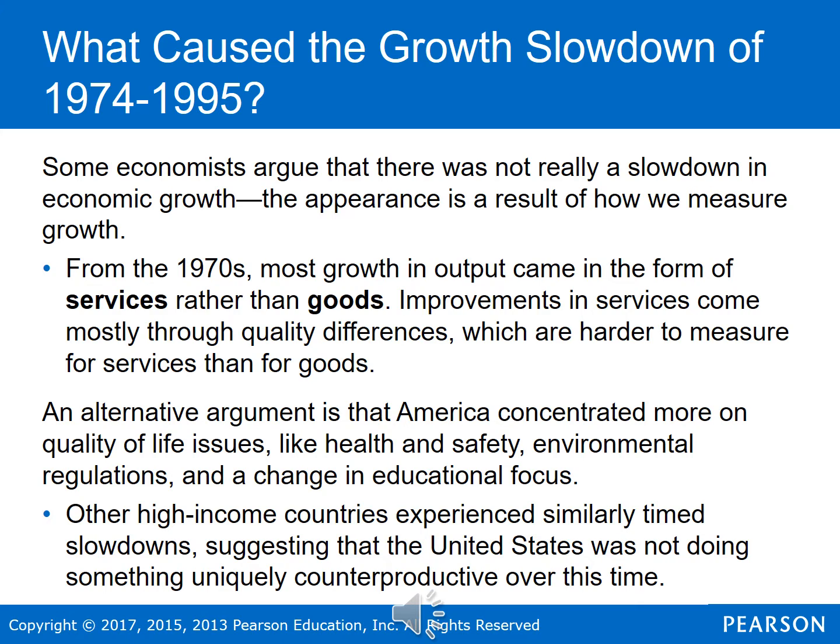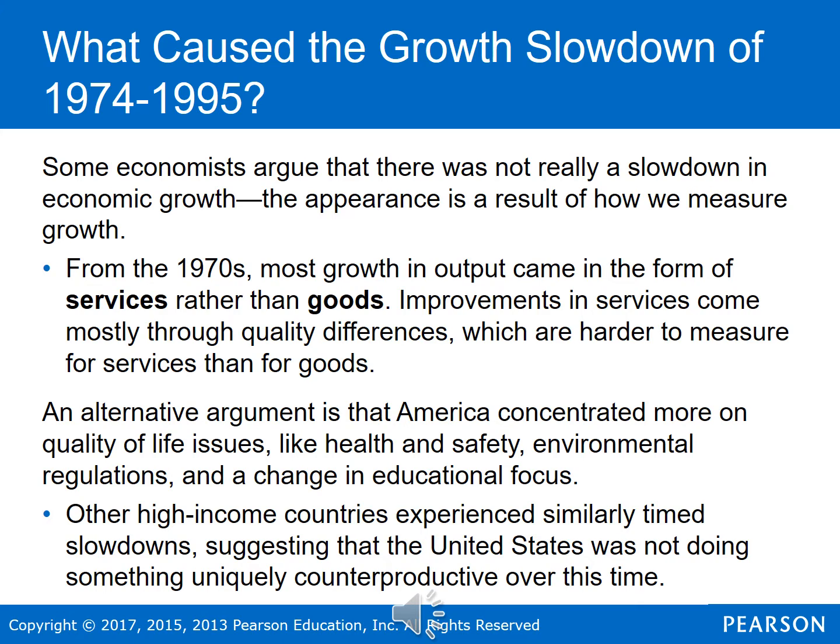Now, some economists argue that there wasn't really a slowdown in economic growth that we experienced at this time. That is just an appearance from the data because of how we measure growth. So in the 1970s to the 1990s, most of the growth in output that we experienced came in the form of services rather than from goods. So improvements in services come mostly through quality differences, and that's really hard to measure for services than it is for goods. Much more difficult to measure and to compare the quality over time for services. And this is a much more optimistic view.